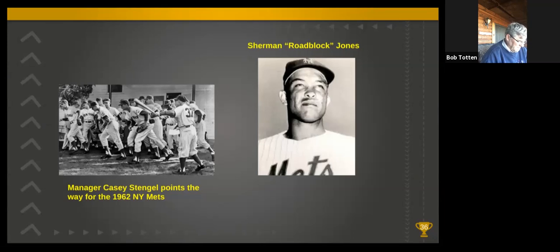After he was through with baseball, Sherman Roadblock Jones and his wife, who was from Atchison and who I suspect he met while he was playing in Topeka, moved to Kansas City, Kansas, where he joined the KCK Police Department. And after 22 years with the police department, he retired and ran for a seat in the Kansas legislature, which he won.